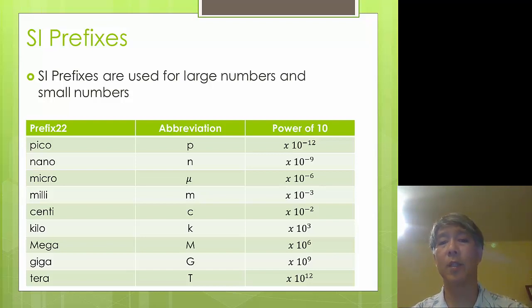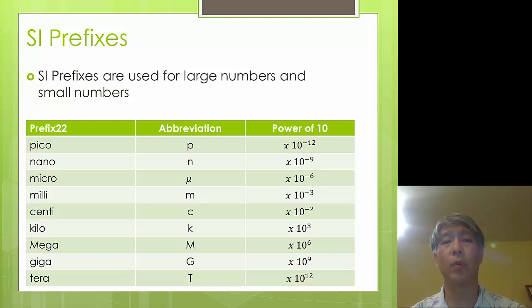Okay, nano is times 10 to the minus 9. Micro, that funny little U with the tail in front, it's actually the Greek letter mu, is times 10 to the minus 6. Milli, 10 to the minus 3. Centi we use a lot, especially in terms of centimeters, is times 10 to the minus 2. Kilo is times 10 to the positive 3. Mega times 10 to the 6. And giga times 10 to the 9th.